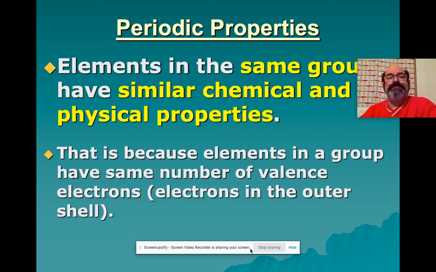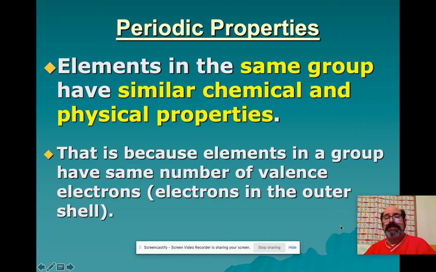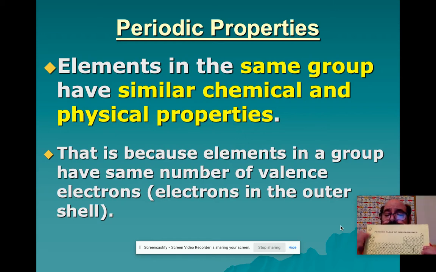What are periodic properties? Periodic properties are where elements in the same group have similar chemical and physical properties. We learned that at the beginning of the year. How coincidental. We get to see it again. Oh, could it be periodic? Oh, maybe. I don't know. Why do they have similar chemical and physical properties? Because of valence electrons. And we're going to talk about the names of the groups. We covered them a few times, but I'm going to go into juicy detail in a minute.